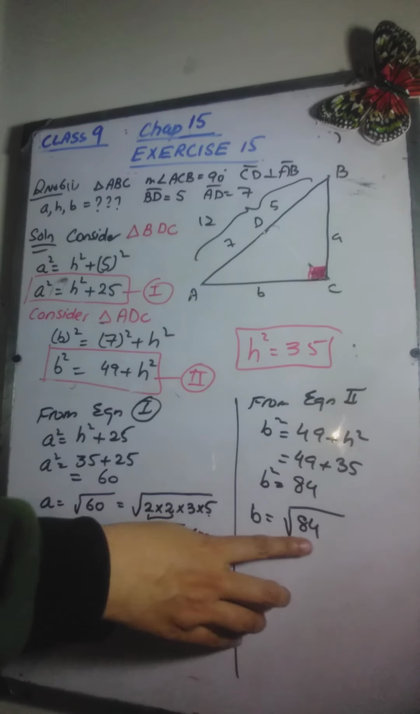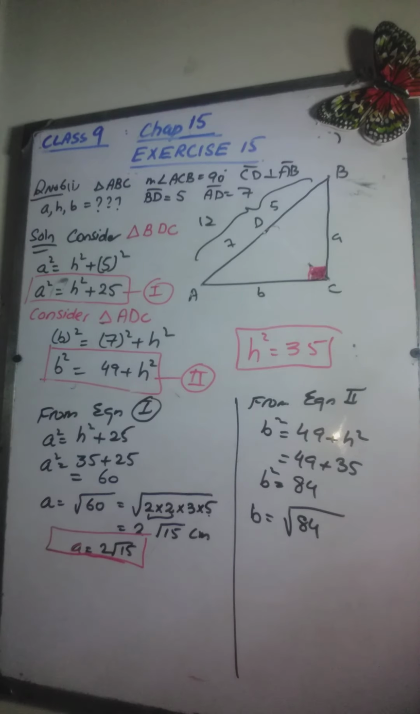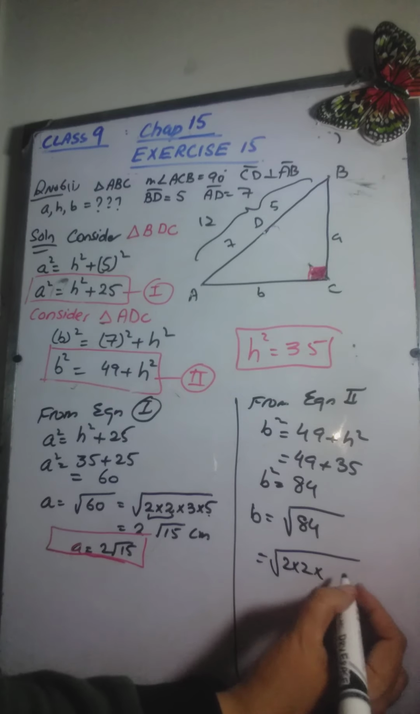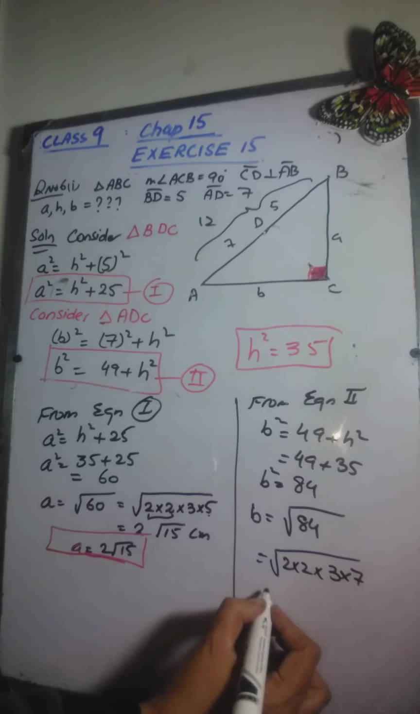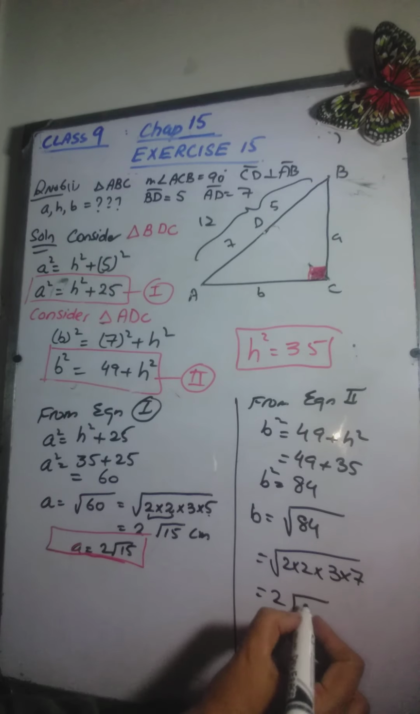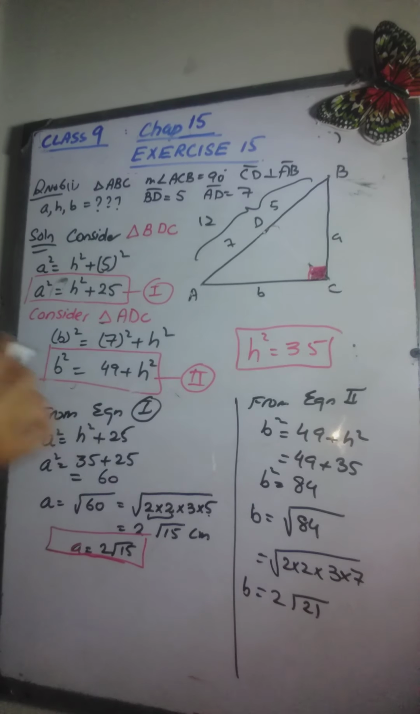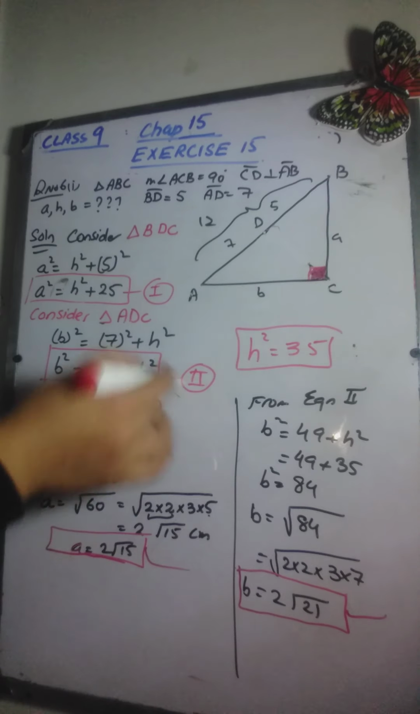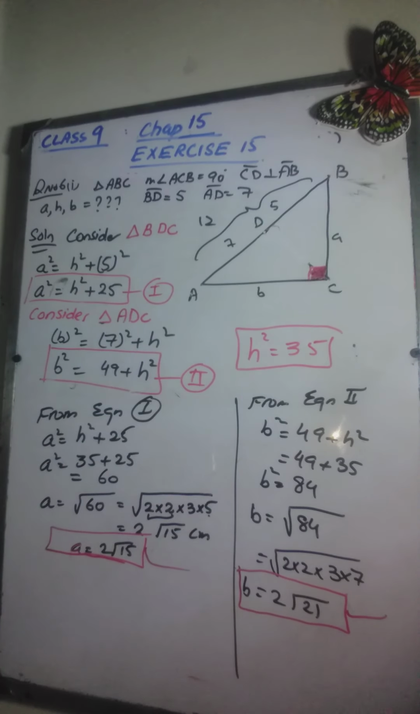Doing the prime factorization of 84, we are going to get 2 into 2 into 3 into 7. This will be 2 under root 3 7s are 21. So the value of b is going to be equal to twice of under root 21. So we have obtained the value of a, b and h also, and this is all they had asked for us. So these are the answers of the given unknowns, the required unknowns.